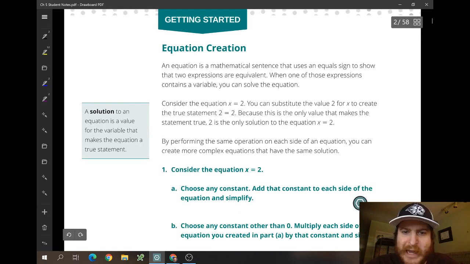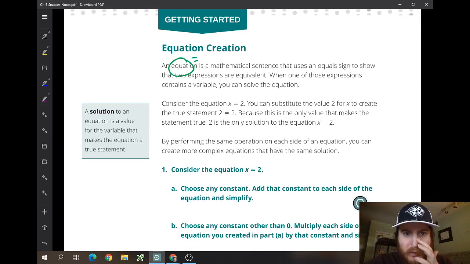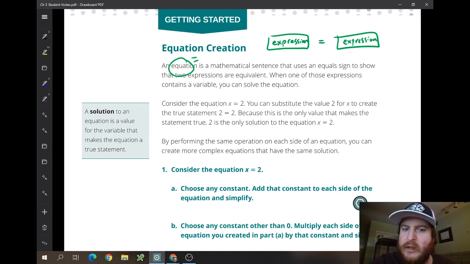So an equation, whenever we see the word equation, we want to think of an equal sign, right? An equation will always have an equal sign. And it's a mathematical sentence that uses that equal sign to show that two expressions are equivalent. What goes on the left of an equation we're going to call an expression. What goes on the right of an equation is another expression, and those expressions are equivalent. So when one of those expressions has a variable, then you can solve that equation.